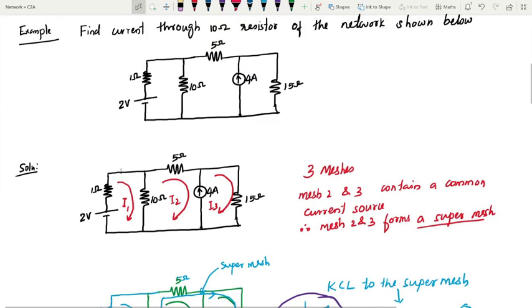Now how many equations are required? How many variables are there? 3 variables are there, I1, I2 and I3. In order to solve these 3 variables, we need 3 equations. So in mesh 1 there is no common current source, so we can apply KVL directly in mesh 1. And in this super mesh, that is this part, we need to apply KVL, and here we need to apply KCL in order to obtain the last equation. Let's see one by one.